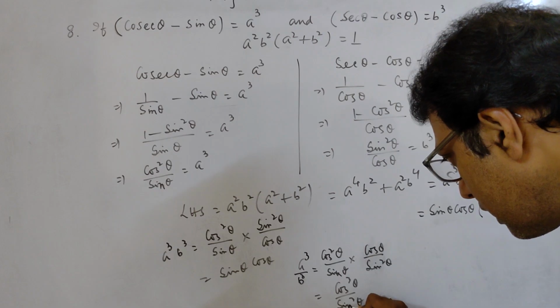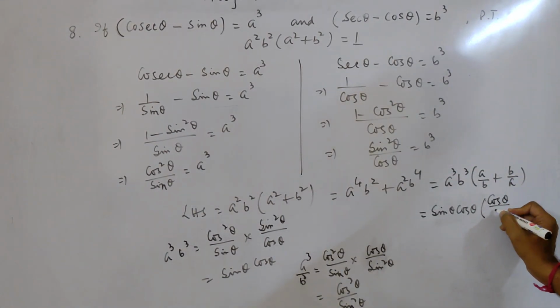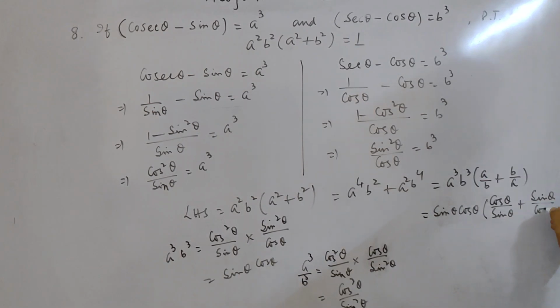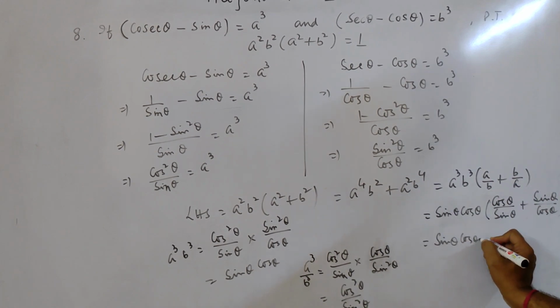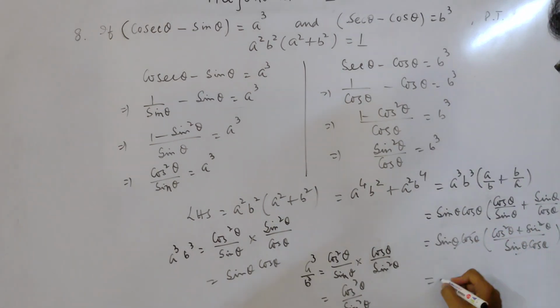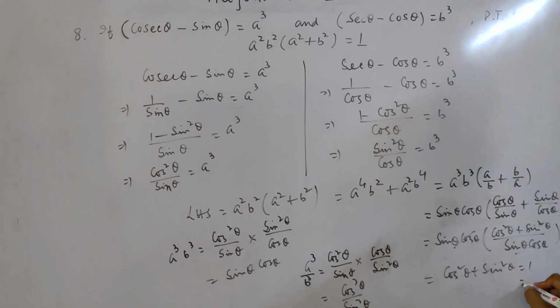Then a by b is equal to cos theta by sin theta. So it is cos theta by sin theta plus sin theta by cos theta. Just reverse. So sin theta cos theta into LCM is sin theta cos theta. So cos square theta plus sin square theta. So these two are cancelled out. So cos square theta plus sin square theta is equal to 1. So right hand side proved.